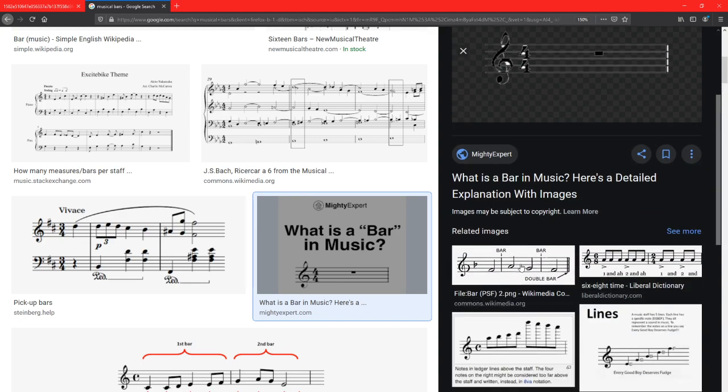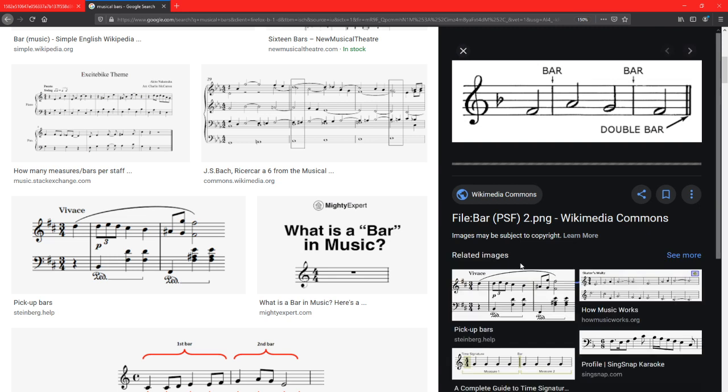Let me show it. Maybe this will help explain it better. The bar line here indicates that this is where it starts and this is where it stops. So you start counting 1, 2, 3, 4 here, and then you start over counting 1, 2, 3, 4 again here. So you go 1, 2, 3, 4, bar, 1, 2, 3, 4, bar, 1, 2.